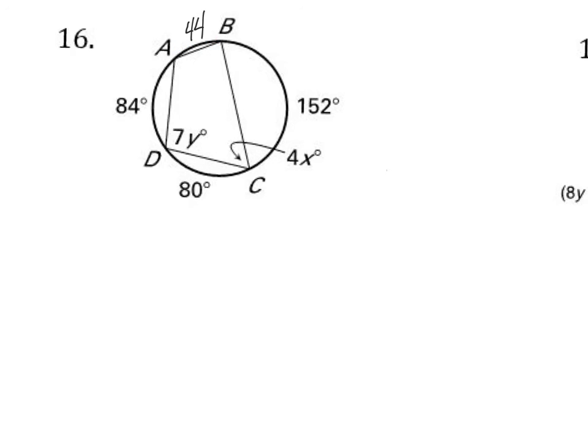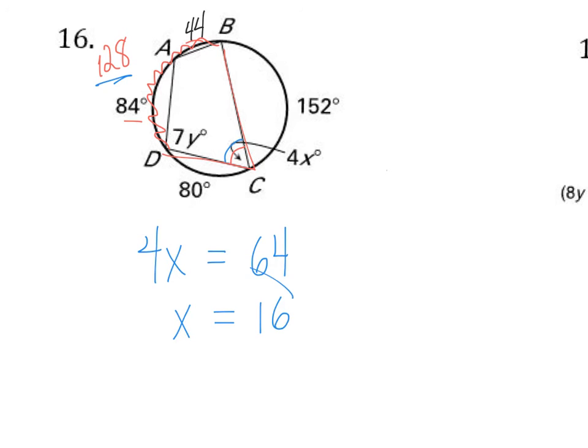So let's start with the 4x. This inscribed angle opens up to this whole arc here, which is going to be 84 and 44, which together is going to give me 128. Now, I know this inscribed angle, this 4x, is not going to be equal to 128. It's going to be equal to half of that intercepted arc measure, which is going to be 64. So now when I divide by 4, I know x is going to be 16.